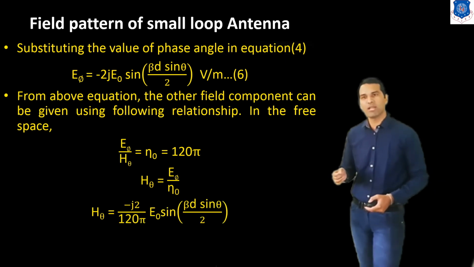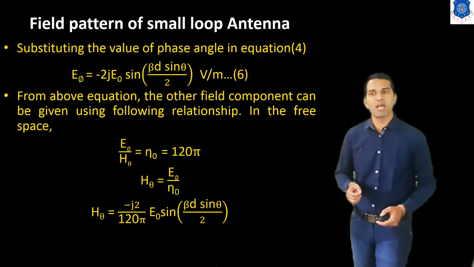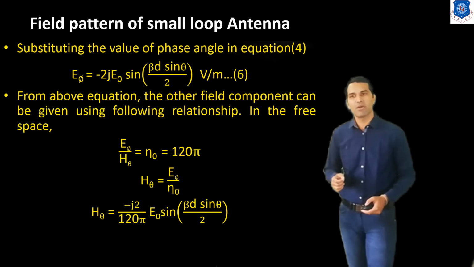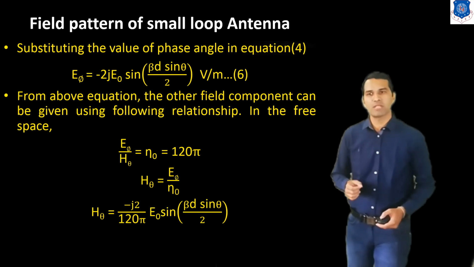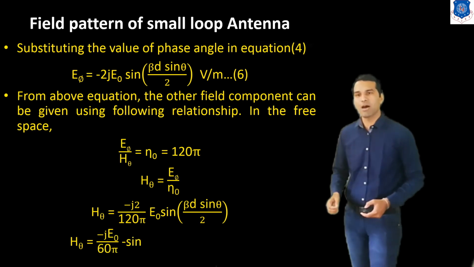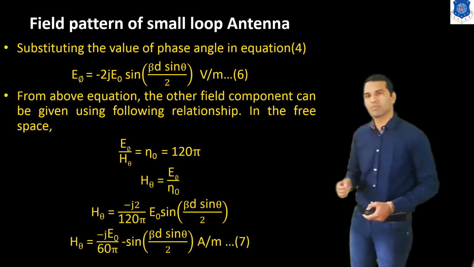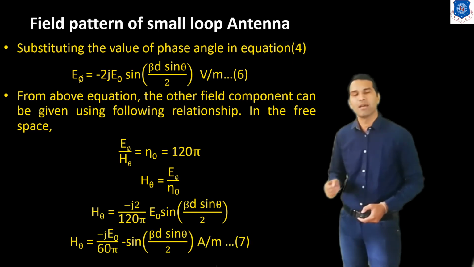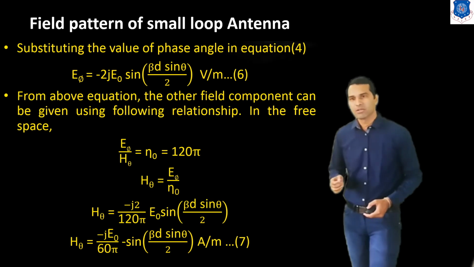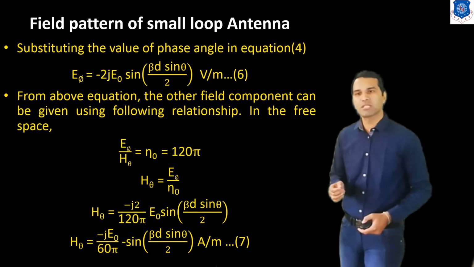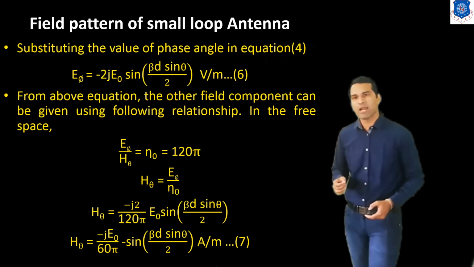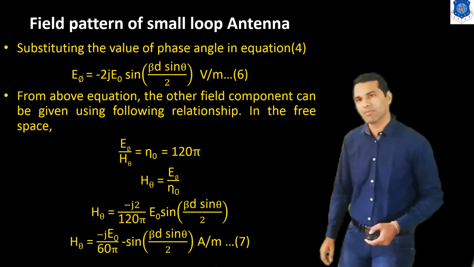By putting the value of E phi, we get the value of H theta equals minus 2j E0 sin of beta d sin theta by 2, divided by eta 0. Now we simplify this equation. So we get H theta equals minus j E0 upon 60 pi times sin of beta d sin theta by 2, and the unit is A/m.